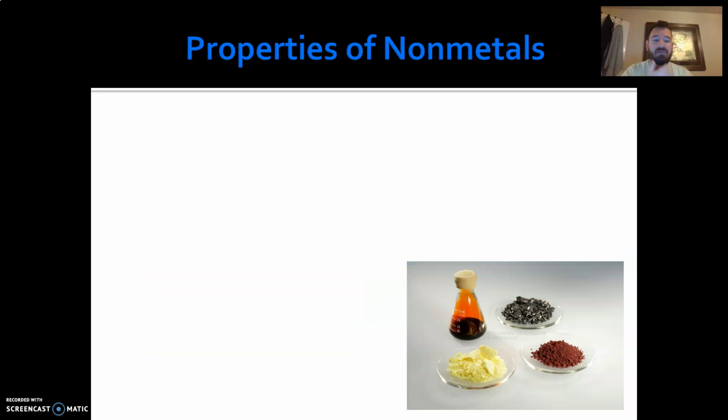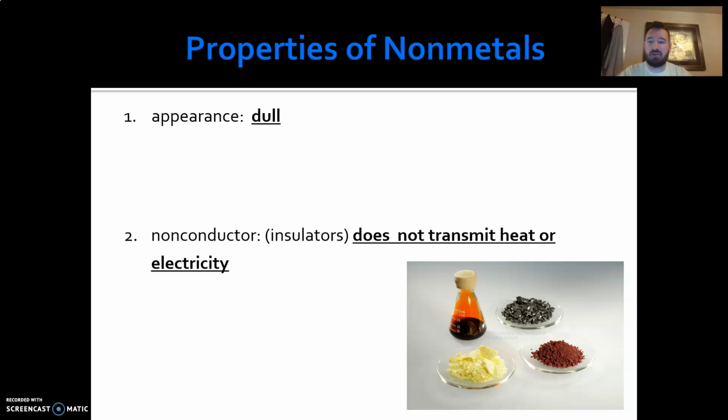All right, properties of nonmetals. And we have a picture of some nonmetals here. You can see that they often can look different from metals. All right, so nonmetals often appear dull. If we look at the pictures down below, we have a picture of sulfur down here to the left, and we have a picture of a red element down here on the right. Both of these are pretty dull in color. They're not shiny. If I moved them side to side underneath the light, it would not reflect it like a metal would.